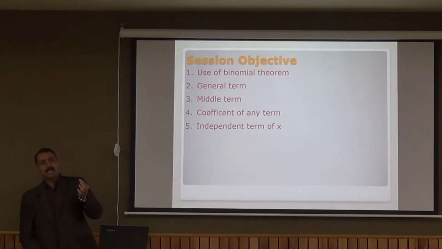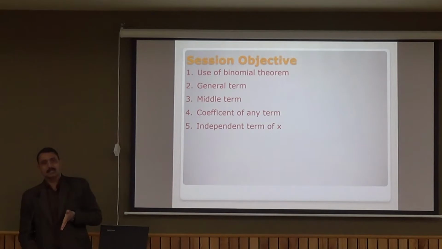Simply, we take the example (a+b) raised to power 12. You start from 12C0, 12C1, 12C2, 12C3, 12C4, and so on until 12C12. So the total number of terms will be 13. So you start with 12C0, a raised to power 12 minus 0 into b raised to power 0, plus you say 12C1.